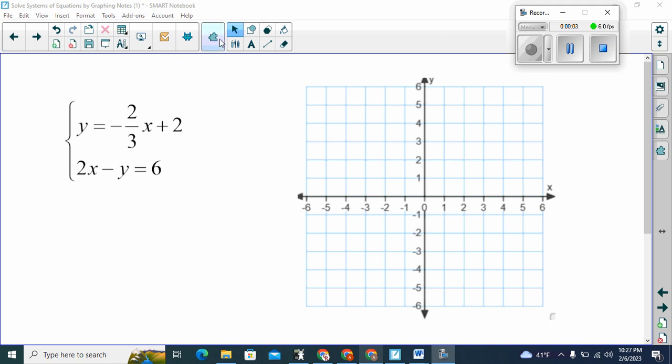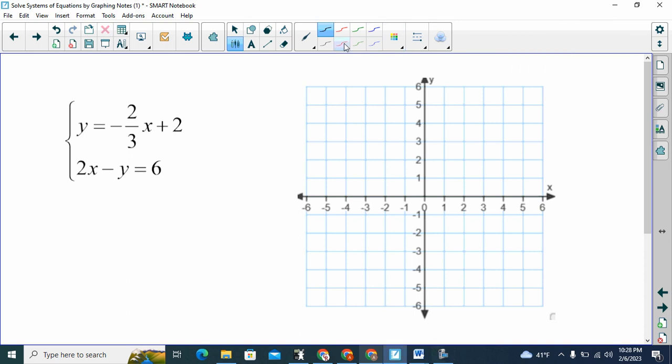We're continuing with systems of equations today. We learned how to solve systems of equations by graphing. We are going to take a look at a few slightly different problems where we are solving a system of equations by graphing.